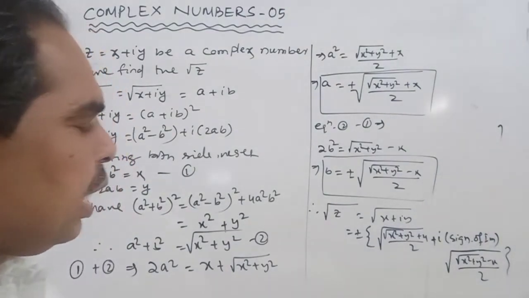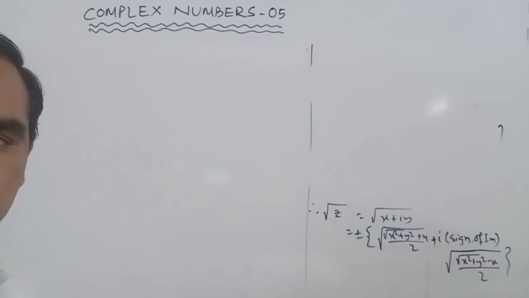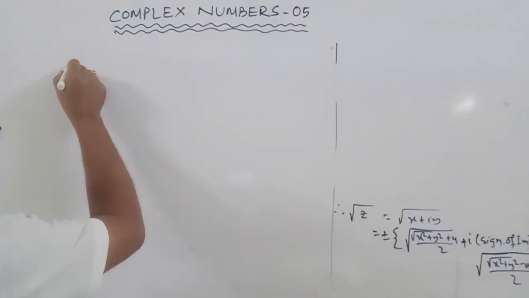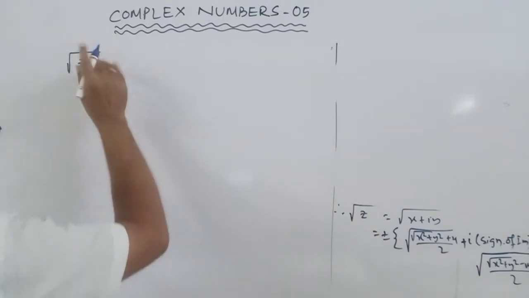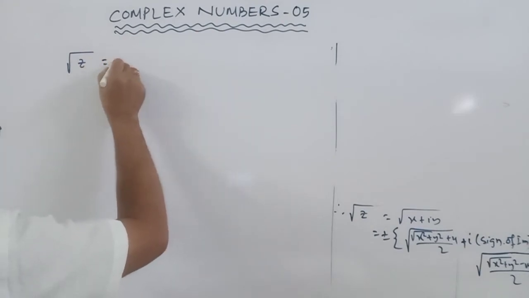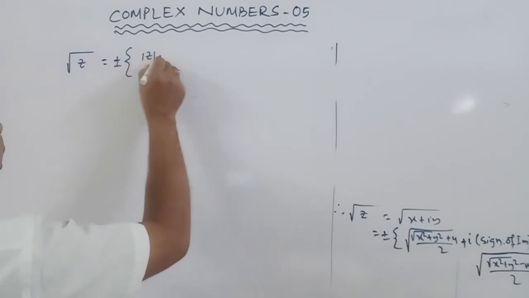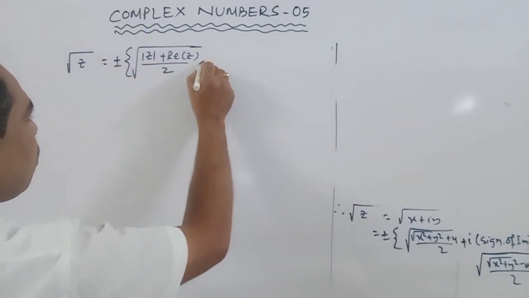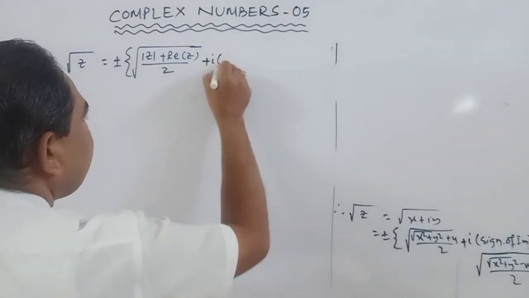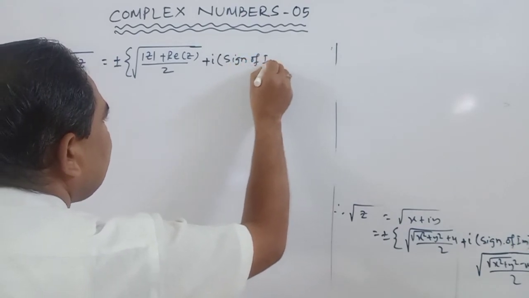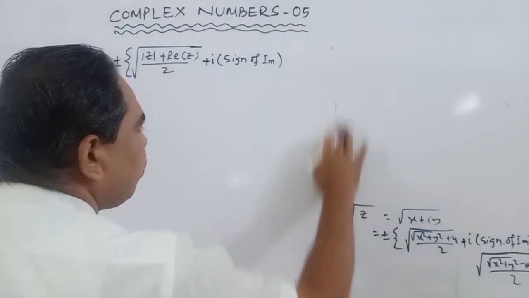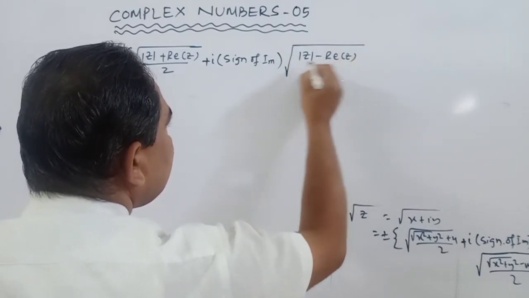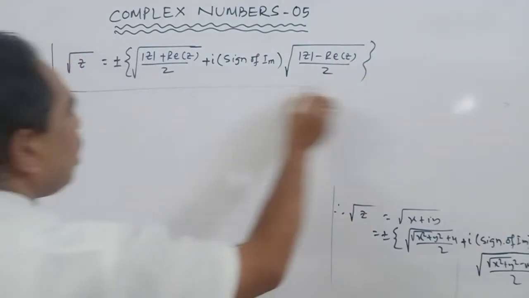Okay, or in short we can write the square root of z is equal to plus or minus, curly bracket, square root of (mod z plus real z) divided by 2, plus i into the sign of the imaginary part into square root of (mod z minus real z) divided by 2. This is the square root of z.